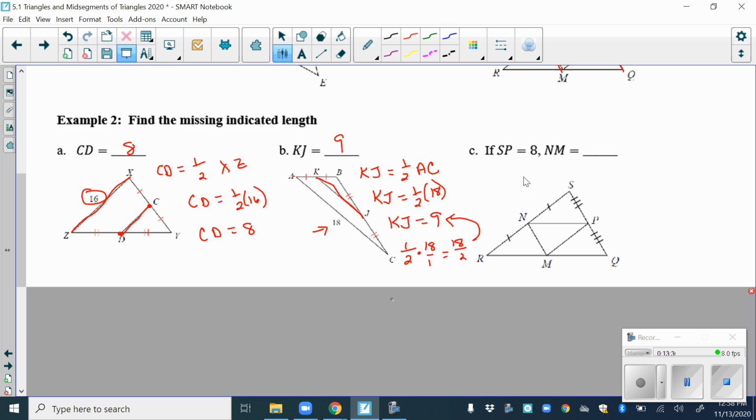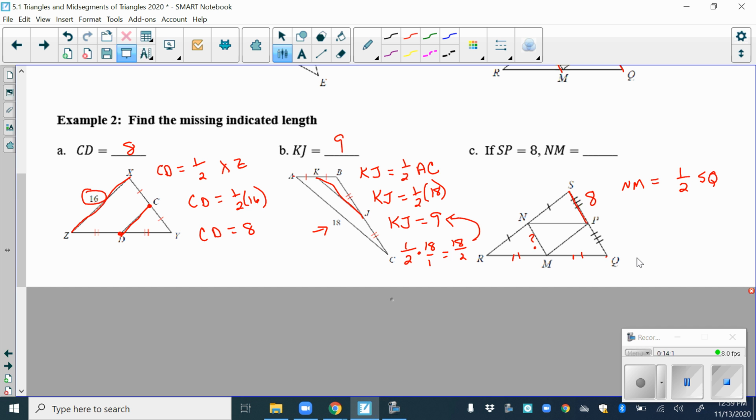All right, this time, got a little more work to do on this one. So I know that N, P, and M are all, or at least N and M, actually, I should probably have some tick marks down here to show that that one is a midpoint as well. All those are midpoints. So I have NM is a mid-segment, NP is a mid-segment. Okay, this time, I only have from S to P. It is 8. And I want to find out how long NM is. Well, NM is a mid-segment, so it's going to be half as long as SQ.